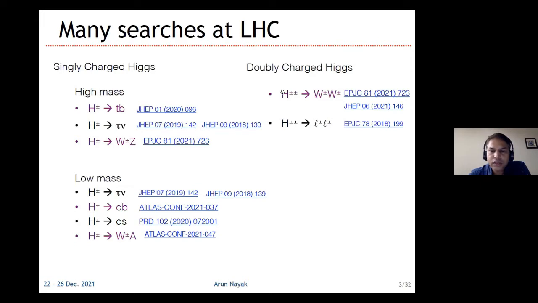Actually, the ones in color have results from the full Run 2 data, and the ones in black mostly have results from only the 2016 data sets.